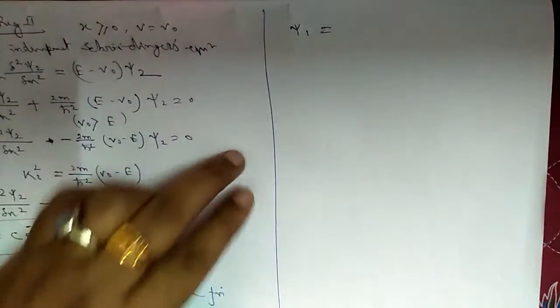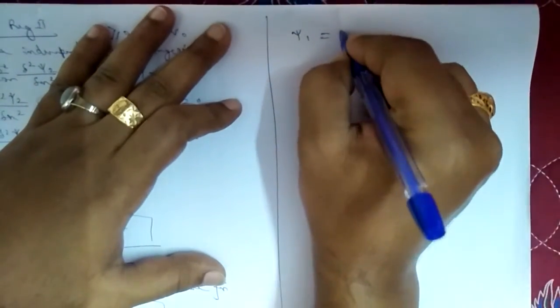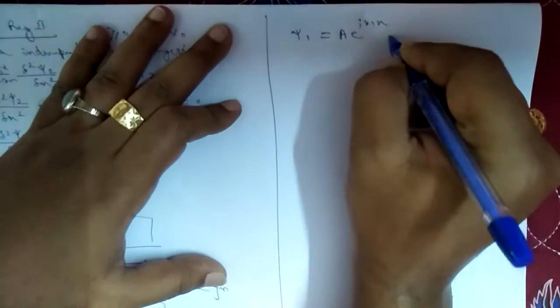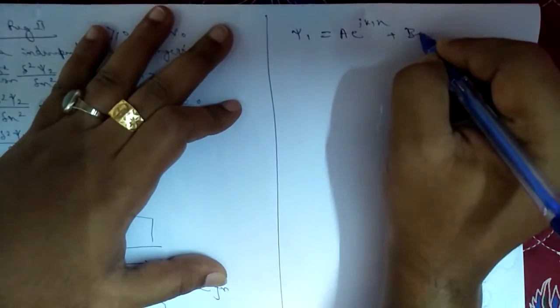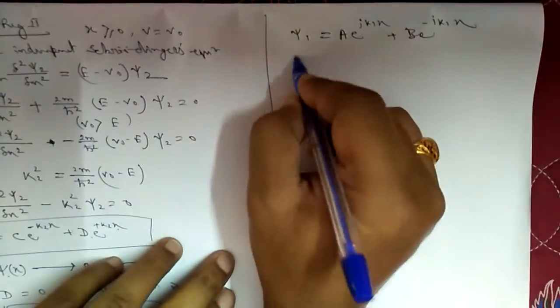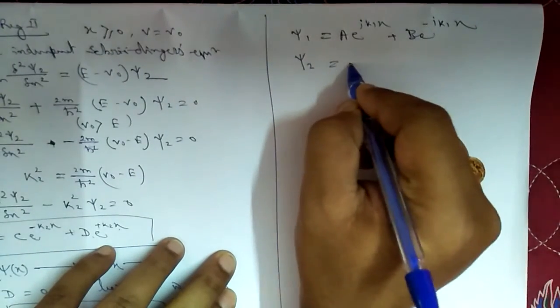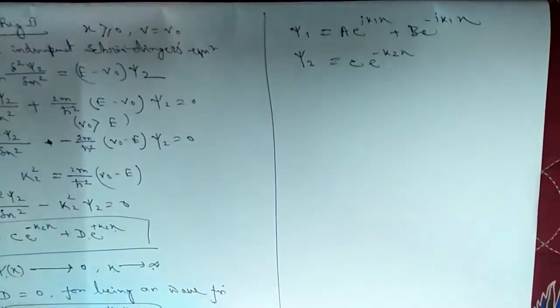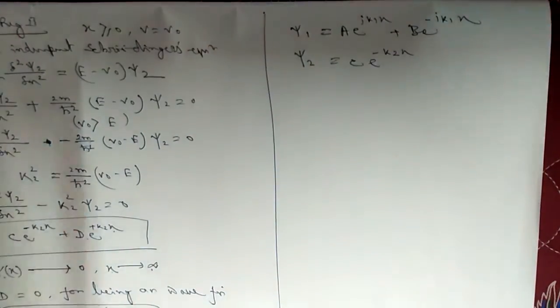Psi 1, this function was like a e to the power i k1 into x, and it was b e to the power minus i k1 into x. And in case of psi 2, you are getting only c e to the power minus k2 into x. How many constants you are having? You are having 3 constants.